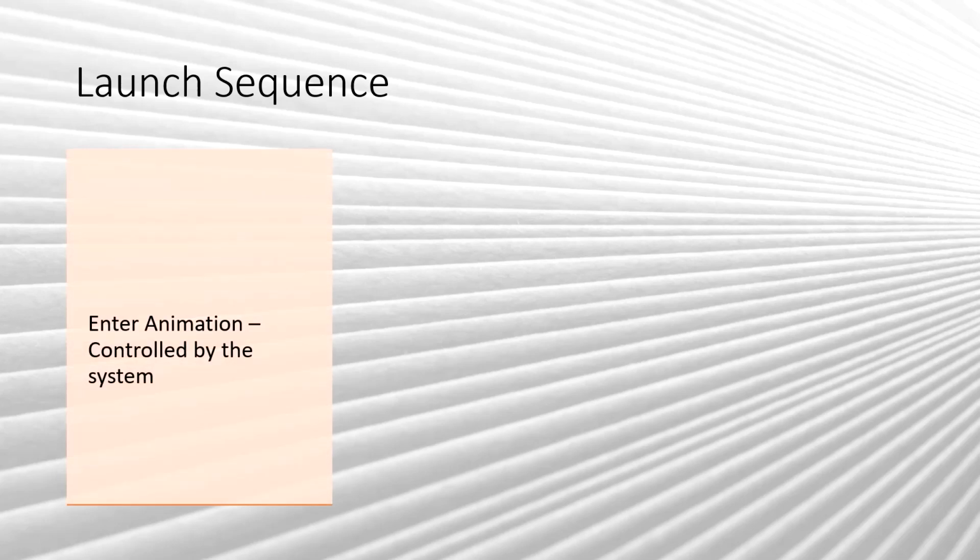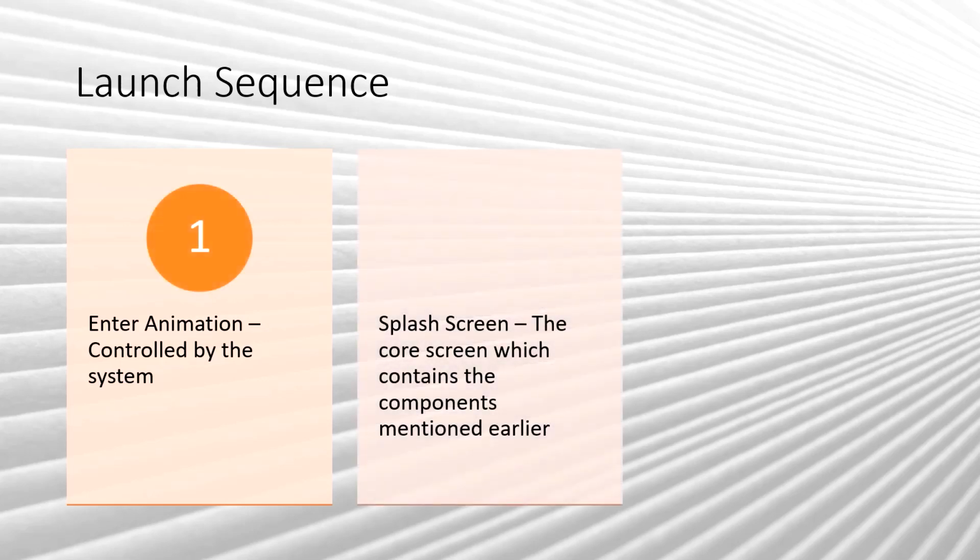For any app that you create, it should follow a launch sequence, which fundamentally consists of three stages. The first one is the enter animation, which is completely controlled by the system, where the user doesn't have direct or indirect access to it. This happens when the app icon is clicked from the app launcher, followed by the splash screen. The splash screen consists of the core screen, which contains the components that we have discussed earlier: the app's logo, followed by the animation, the foreground mask and all the components we discussed.